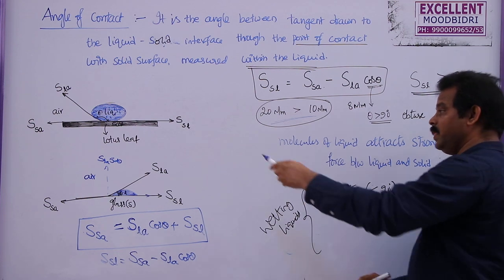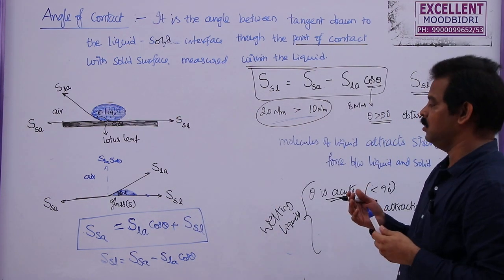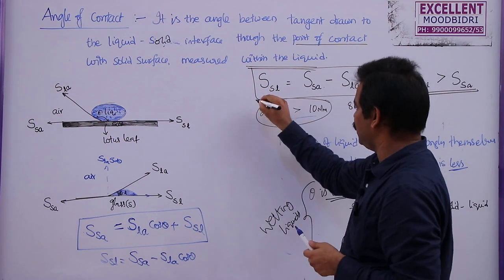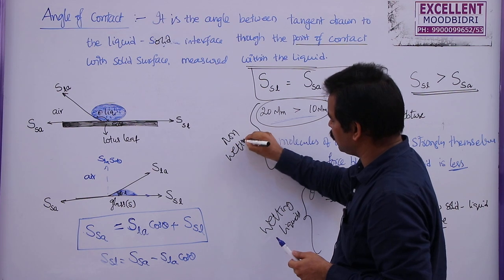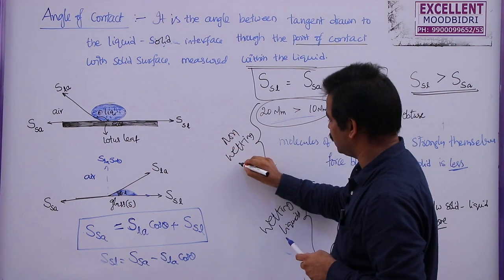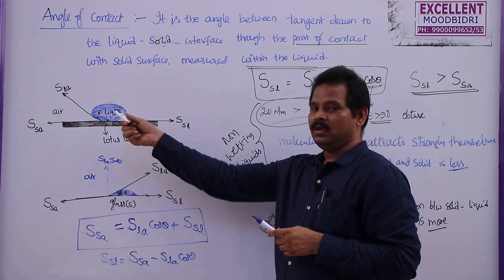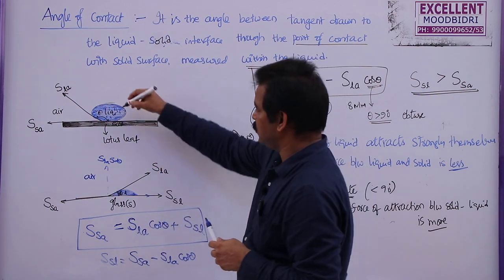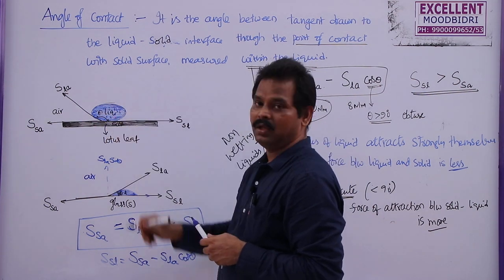But you can see in both cases I am taking water only. So from this example, is water a wetting liquid or a non-wetting liquid? Water can be wetting or non-wetting depending upon the other surface, not only on the water. When water is placed on a lotus leaf, it is a non-wetting liquid. Why? Because the force of attraction between the water molecules is more than the force of attraction between water and the lotus leaf.